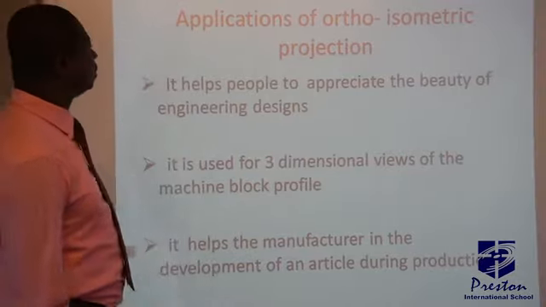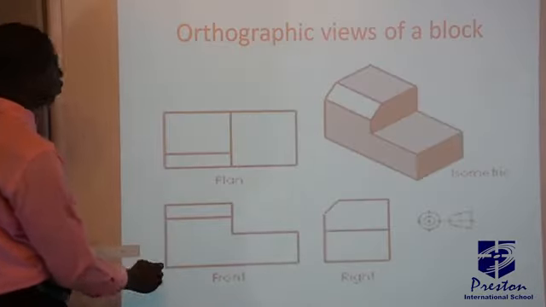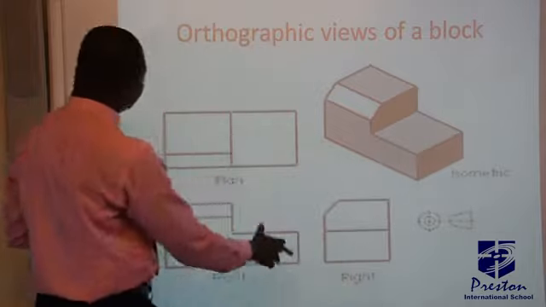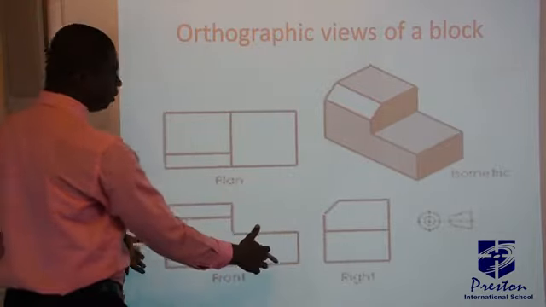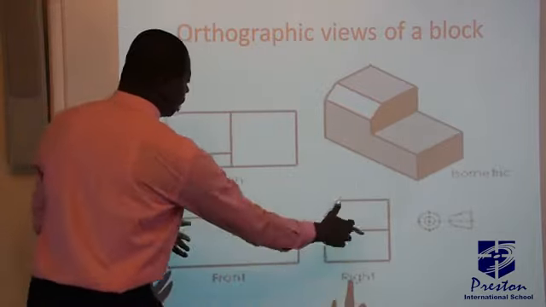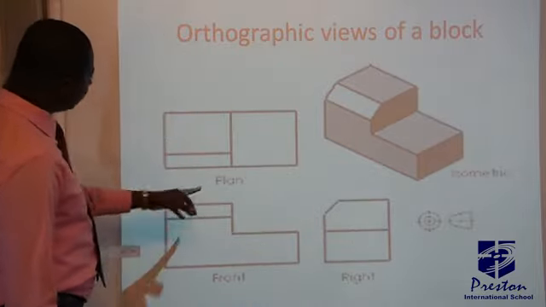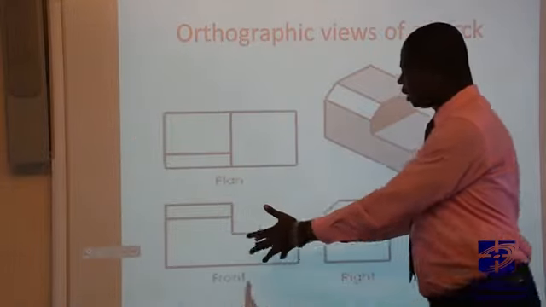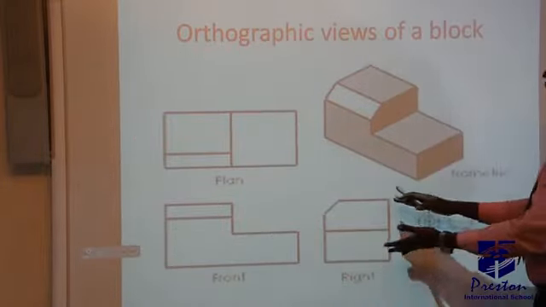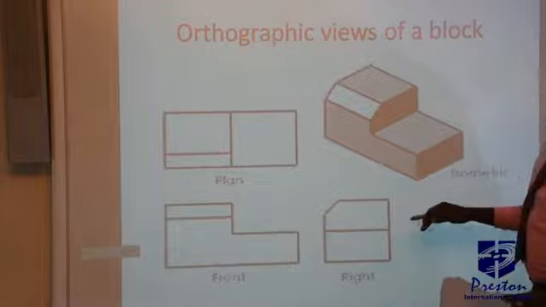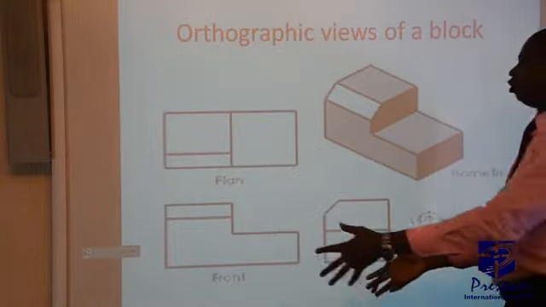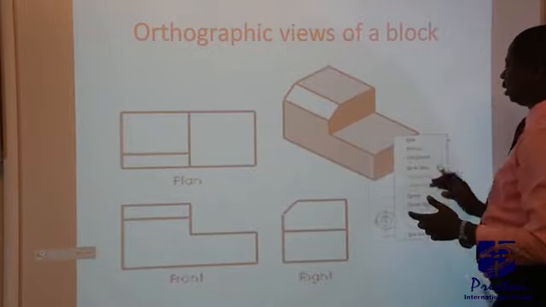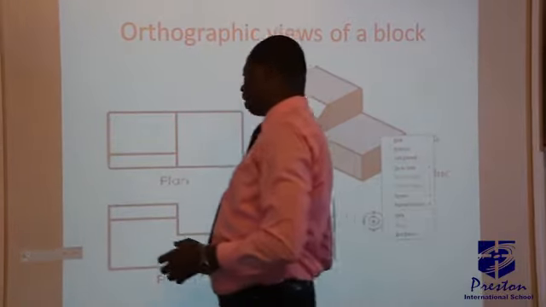So now let's look at the question I have for you today. Let's look at the orthographic view of a block. This is the block we are talking about. And if you look at this isometric projection, the orthographic views are shown. This is the plan view of this block. This is the front elevation, and this is the right elevation. So what we are going to do is project from this to isometric projection in our next slide.